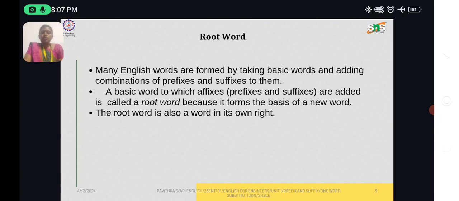Okay, we are adding some prefixes and suffixes to the root word so that we can make a new word, right? And the root word is also a word in its own right, and the root word itself has meaning and it can stand alone. And also if we are adding any prefixes or suffixes, that also gives us a complete sense. So that is the thing here.